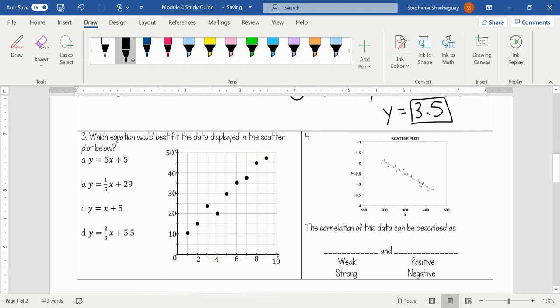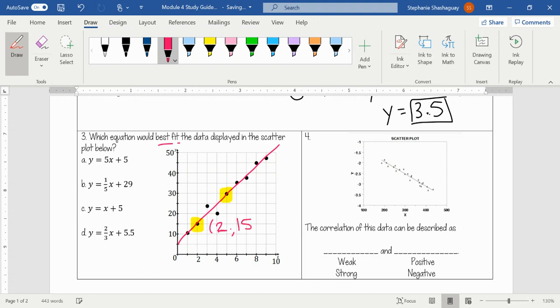All right, moving on to question 3. Which equation would best fit the data displayed in the scatter plot below? So for this, you would kind of have to draw your line of fit. When I do that, I'm going to select 2 points that fall close to the line.